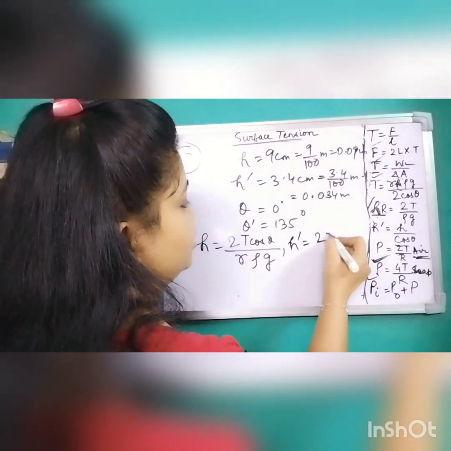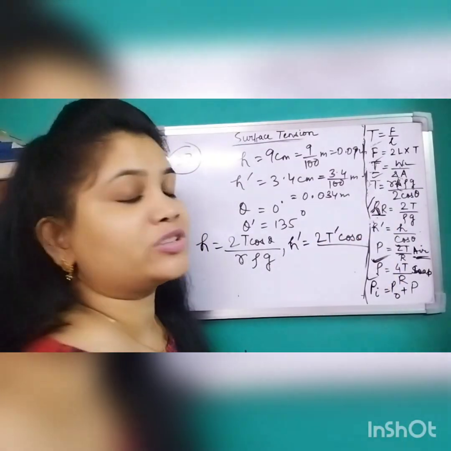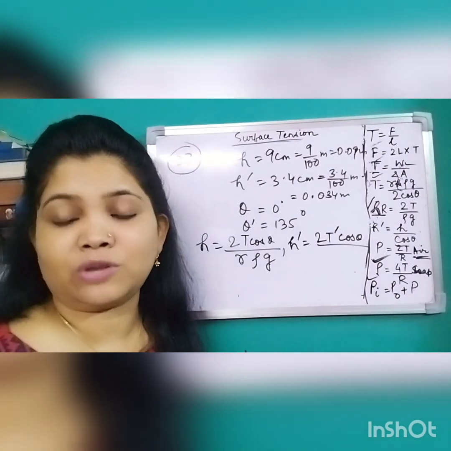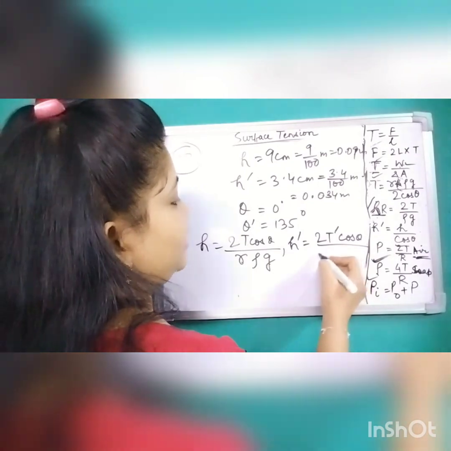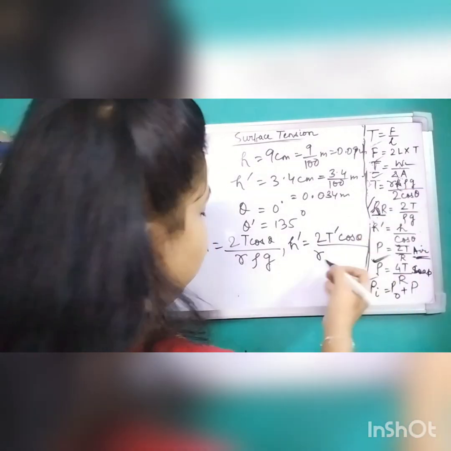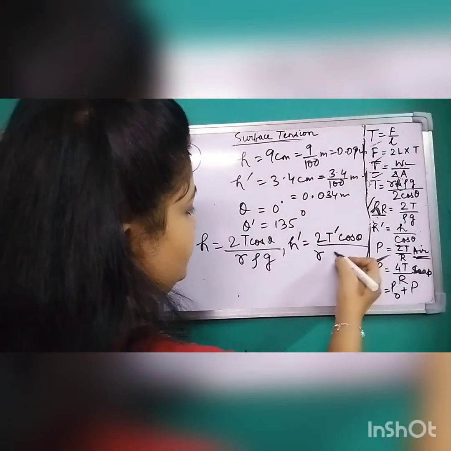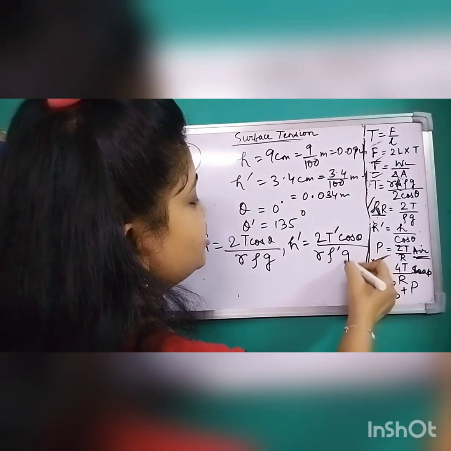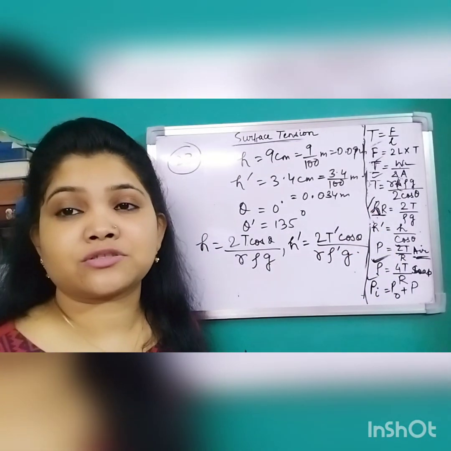H dash will be equal to 2T dash, because we are taking H dash, so I will take the tension T dash, because tension is different in both the cases. One is water, one is mercury. So 2T dash cos theta dash by R rho dash G, because density is obviously different, so we'll be using different densities.